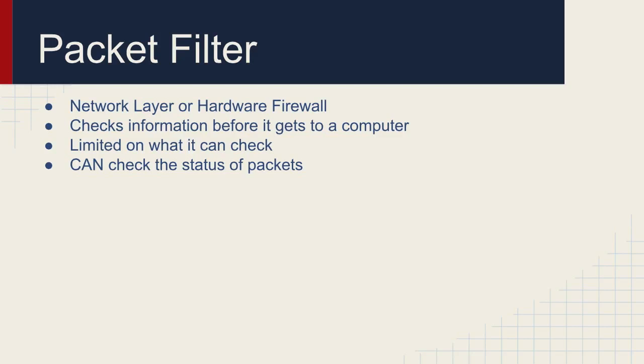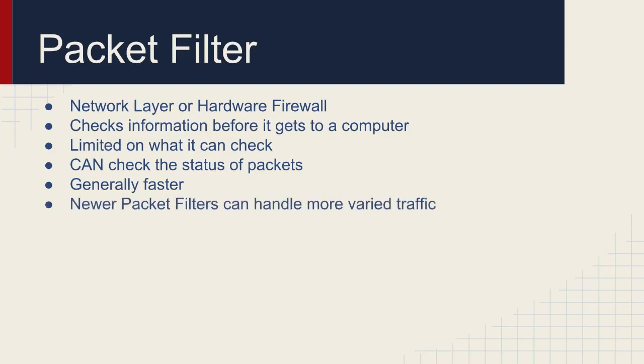It also prevents a sort of man-in-the-middle attack, where somebody is essentially trying to insert their own communication within an existing stream. These are generally much faster than the next type of firewall we're going to look at. And newer ones can handle more varied traffic. Old ones could only look at very specific types of data. Newer ones can look at email, web browsers, or web content, things like that.